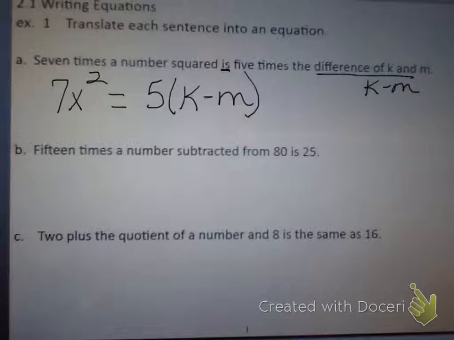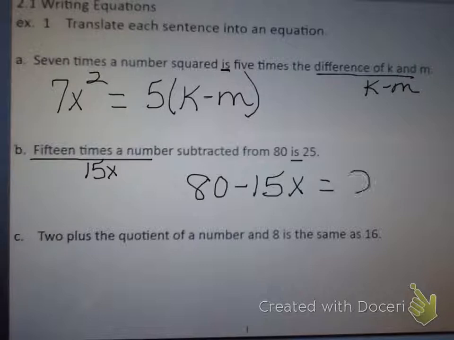Example B, 15 times a number subtracted from 80. Now, 15 times a number, that's 15x, and I am subtracting it from the 80. So I have to write 80 first. 80 minus 15x stands for equal 25.